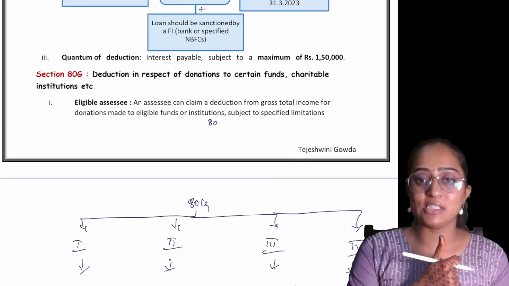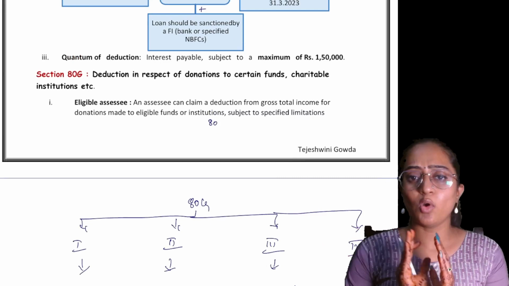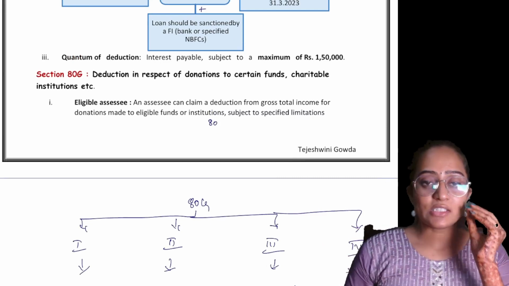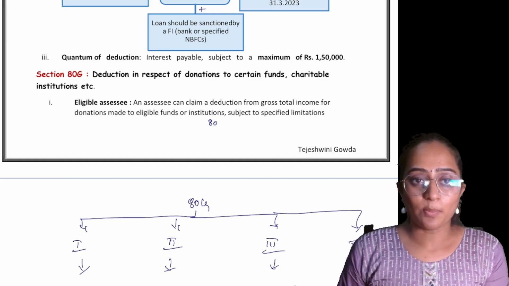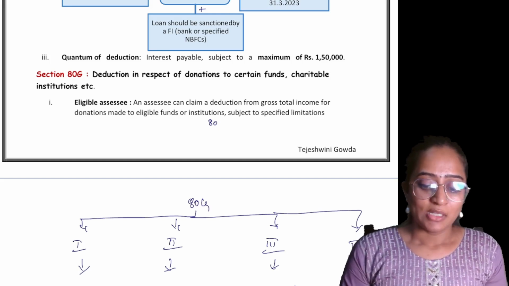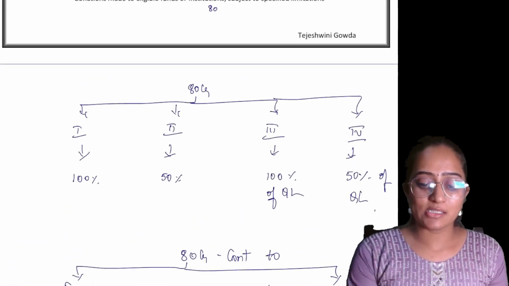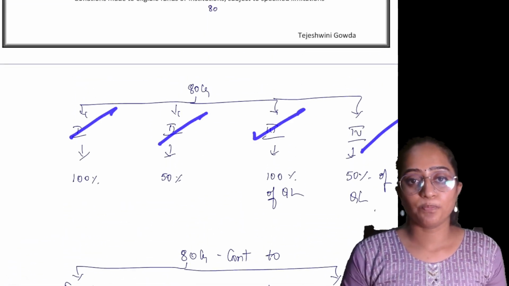When we are speaking about the next section, that is 80G, remember this 80G has four categories. 80G speaks about the donation series. Entire 80G, normally speaking, is a donation series. Section 80G speaks about you making any donation to funds, to charitable institutions, etc. Basically, 80G has four categories: category 1, 2, 3, and 4.